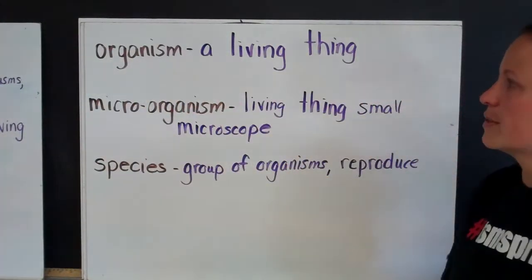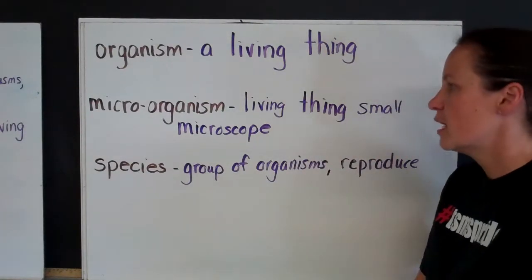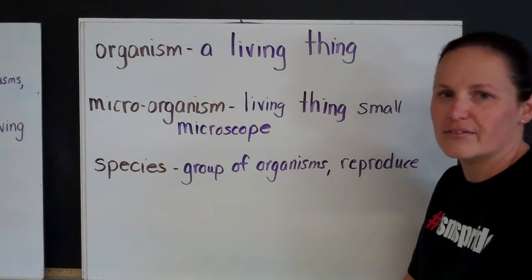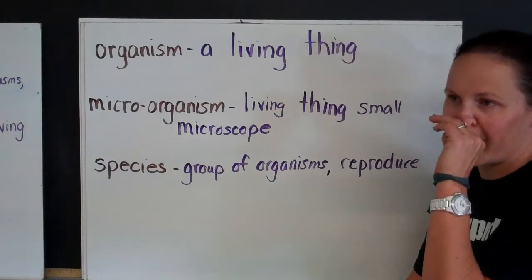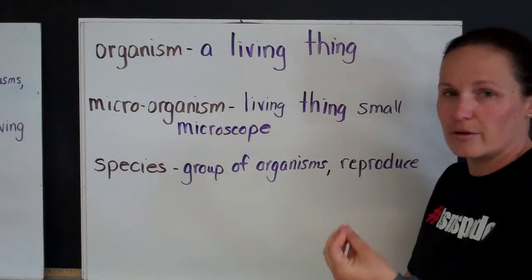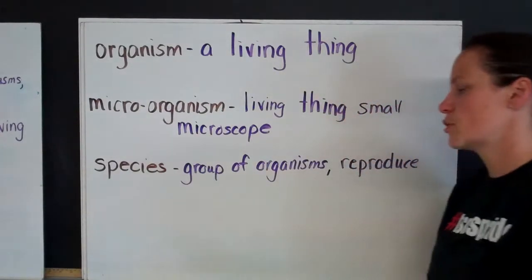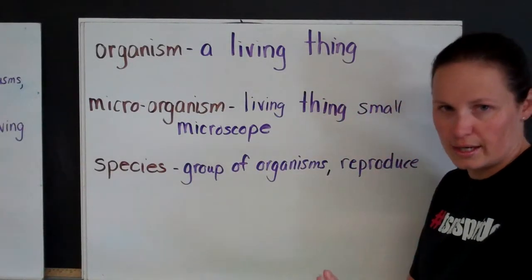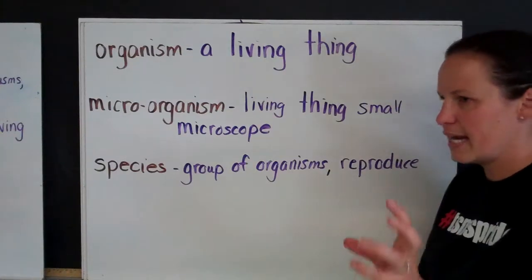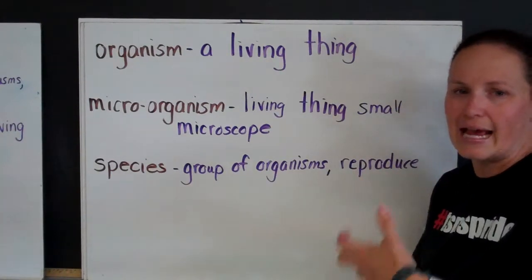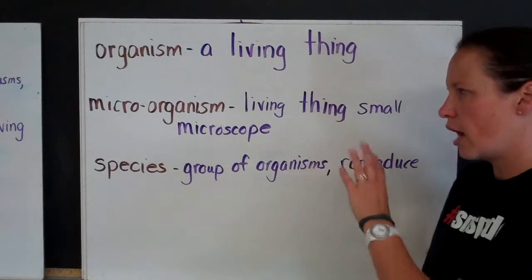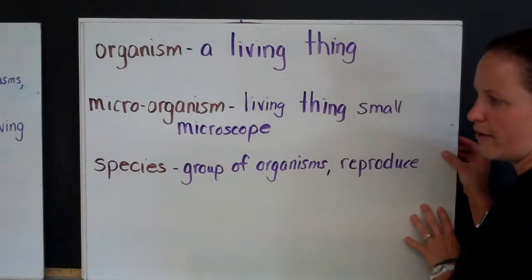An organism, like we said, is any living thing. A microorganism is a living thing that is so small it requires that you look through a microscope in order to see it. A species. So a species is a group of organisms that if they mate and reproduce, will reproduce the same species. And I have a graphic organizer that will explain that further.